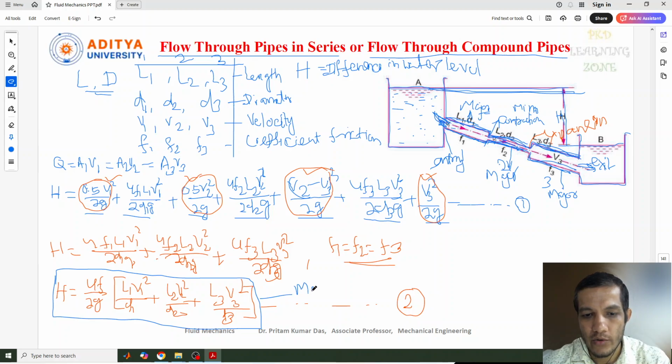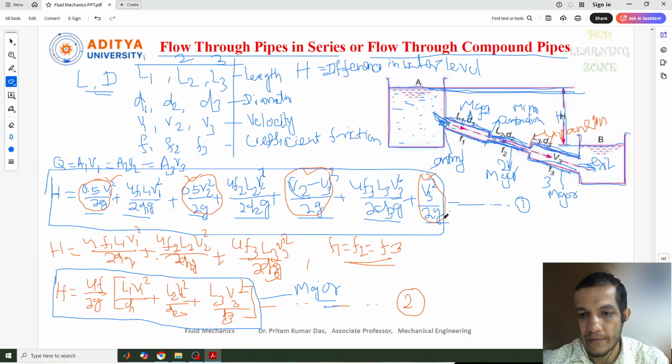When the question asks for the total loss including major and minor, this equation is given by including major and minor: so there is minor loss also plus major loss also. When the question is given to derive the equation for flow through a pipe in series or flow through compound pipes, and we need to consider the major loss as well as the minor loss, then we need to derive in such cases.